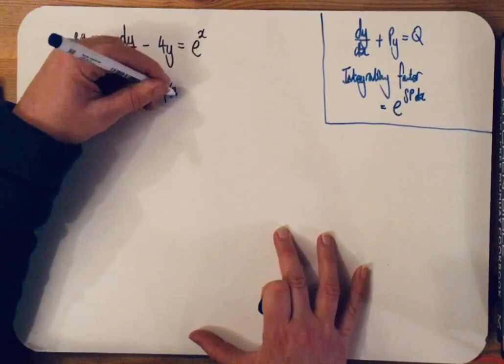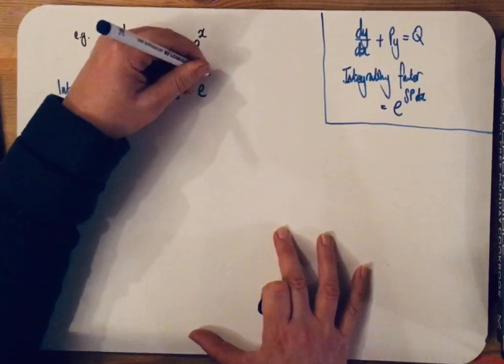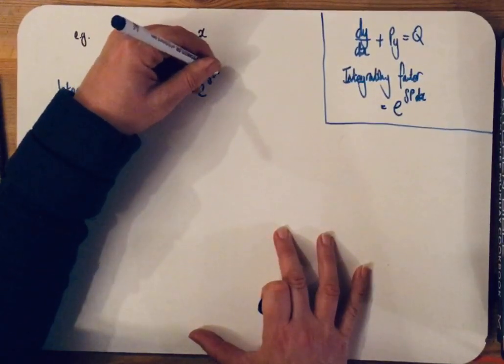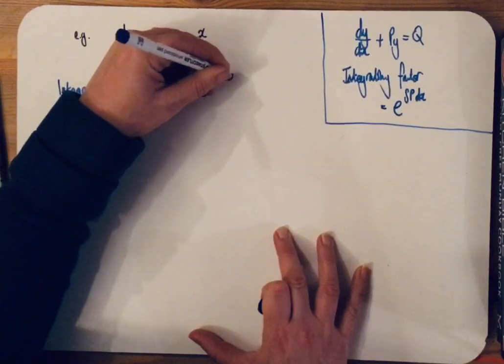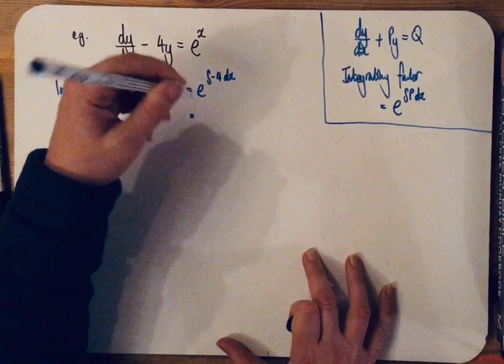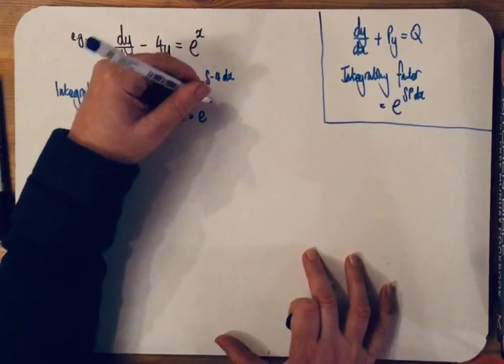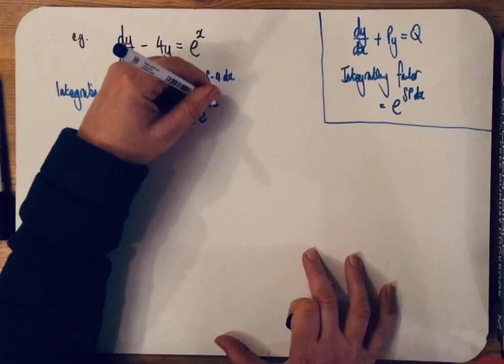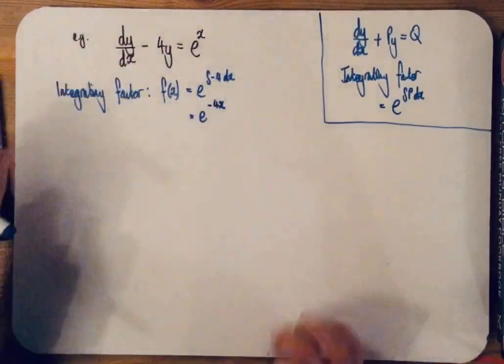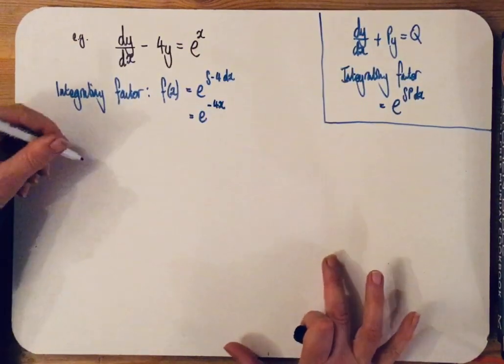f of x is equal to e to the integral of minus 4 dx. If you integrate minus 4 with respect to x, you get minus 4x. Don't worry about plus c's in these either. So you get e to the power of minus 4x. And then I multiply through by that.